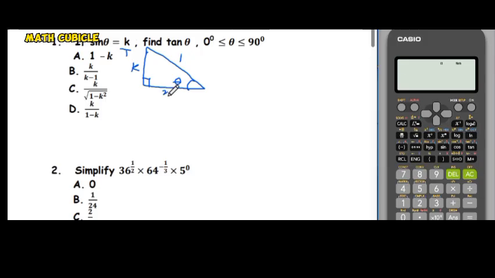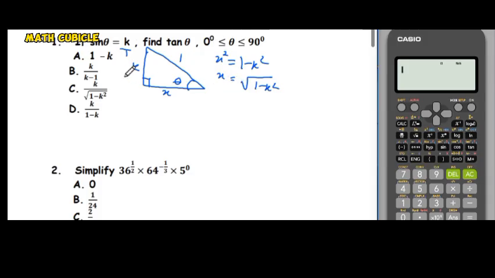So let's look for the adjacent. To get the adjacent, we use Pythagoras theorem. Since it's a right angle triangle, x squared is equal to 1 minus k squared. So x is equal to square root of 1 minus k squared.